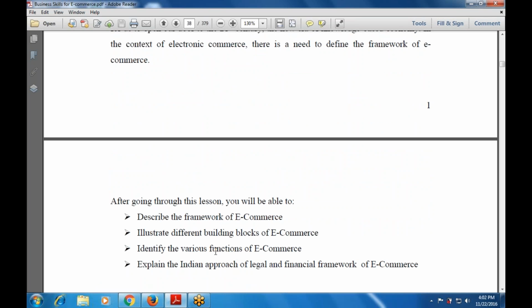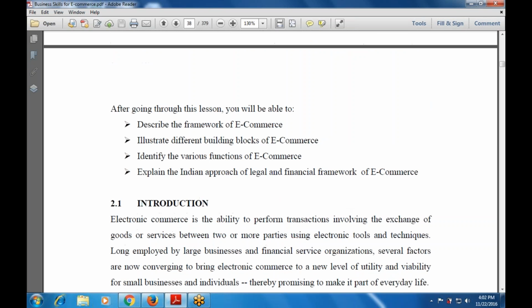After going through the lesson, you will be able to understand what the framework is, how it is used, and the various building blocks of e-commerce. What are the various building blocks of e-commerce? Then what are the various functions of e-commerce that are defined? Then the Indian approach of legal and financial framework of e-commerce, how it is built, how it is developed, and why it is developed.